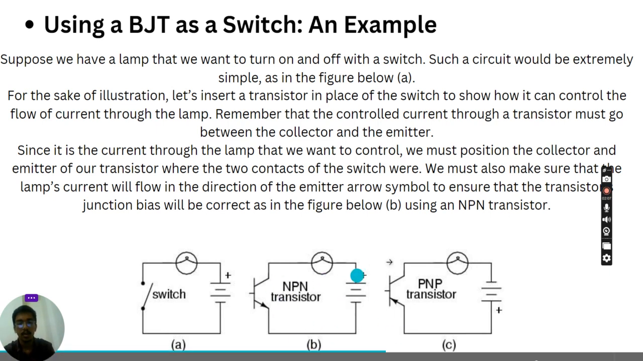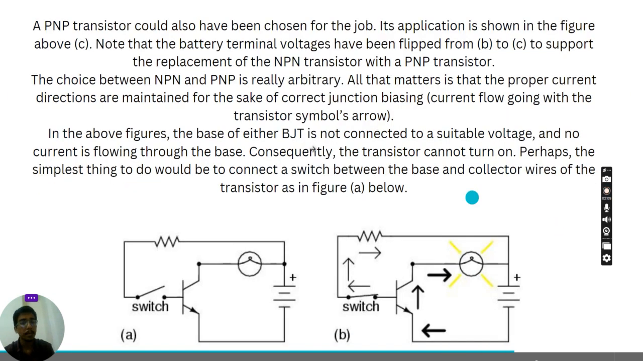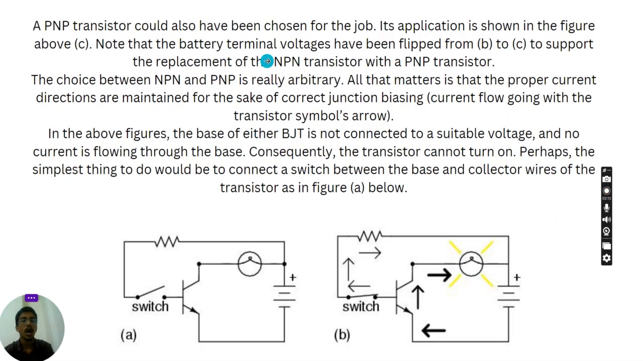Here is figure B using an NPN transistor, and a PNP transistor could also have been chosen for the job. Its application is shown in figure C above. Note that the battery terminal voltages have been flipped from B to C to support the replacement of the NPN transistor with a PNP transistor. The choice between NPN and PNP is really arbitrary. All that matters is that the proper current directions are maintained for the sake of correct junction biasing, with current flowing along with the transistor symbol arrow.